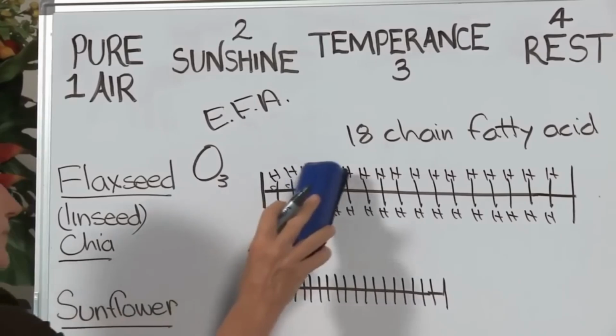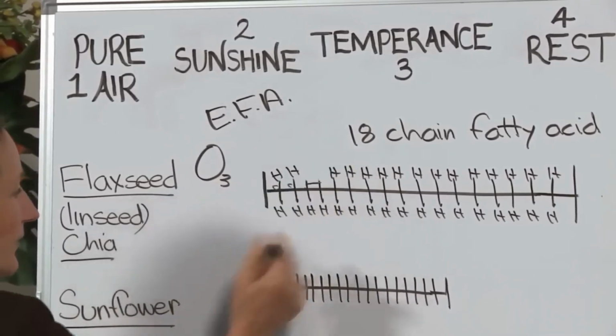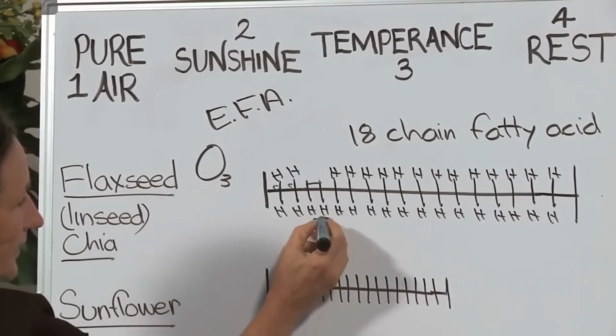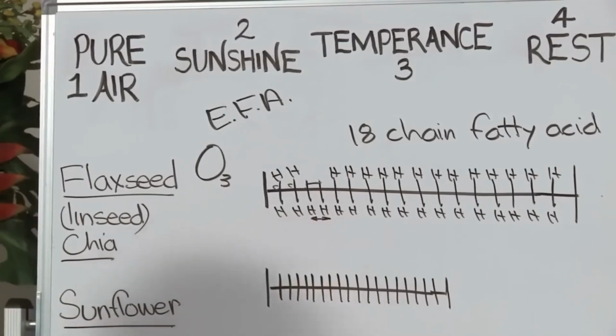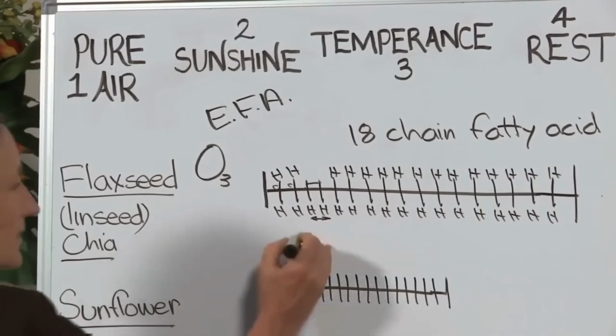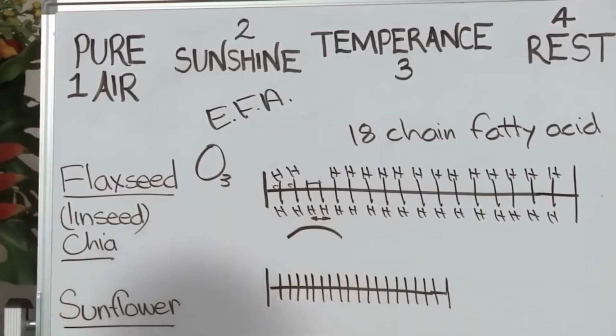And whenever you get a double bond, these hydrogen atoms go, and the hydrogen atoms underneath develop an electromagnetic field between them. As a result, they start to repel each other, and that causes a kink in the chain because of this repelling action.